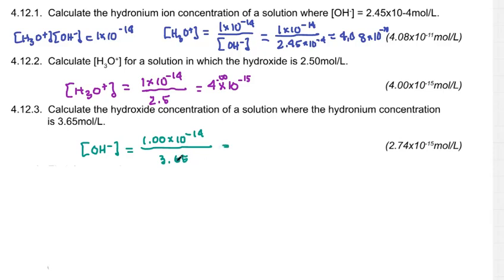This is a really high H3O concentration, very acidic, so I expect to get a super low value for the hydroxide. Lots of acid means minimal base. Divided by 3.65, and I get 2.74 when I round it to 3 sig digs times 10 to the minus 15 moles per liter of hydroxide ion. Not too bad, I hope.